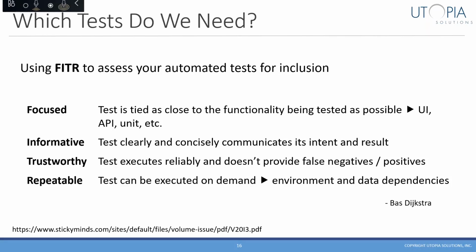And I think a good way to approach this is something that Bas Dijkstra, an automation engineer out of the Netherlands, came up with. He's got a great acronym for reminding us about the qualities to look for when determining if your tests are fit for a DevOps pipeline. And that's FITR. It stands for focused, informative, trustworthy, and repeatable.